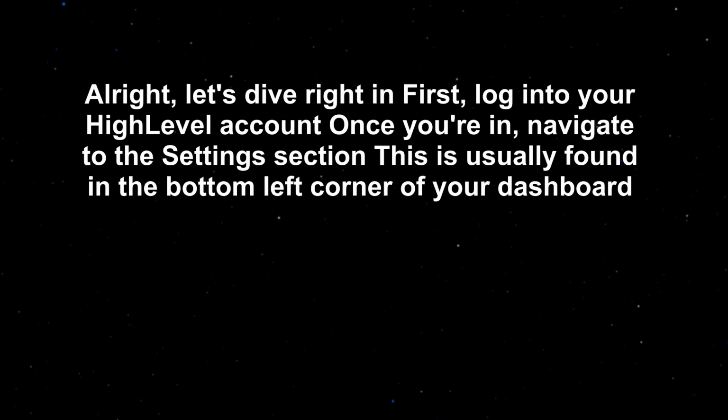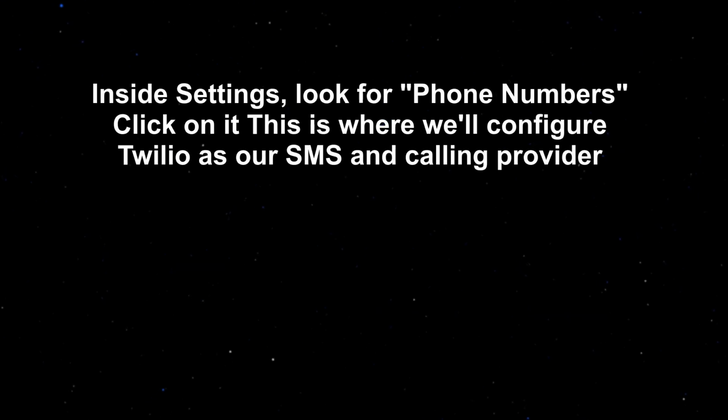First, log into your HighLevel account. Once you're in, navigate to the Settings section. This is usually found in the bottom left corner of your dashboard. Inside Settings, look for Phone Numbers. Click on it. This is where we'll configure Twilio as our SMS and calling provider.